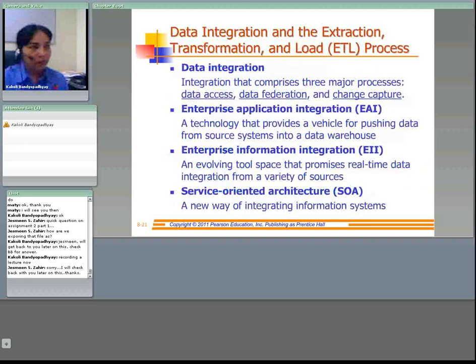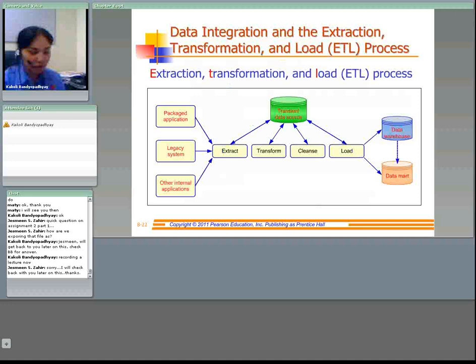Then we will talk about integration. Integration basically covers 3 processes. First is accessing the data, then second is data federation, which is combining the different views of data, and then change capture, capturing the changes to the data. Then we will talk about ETL, which is the extraction, transformation and load process.